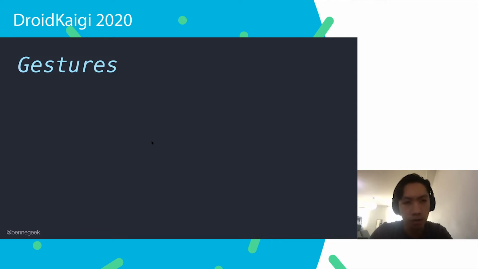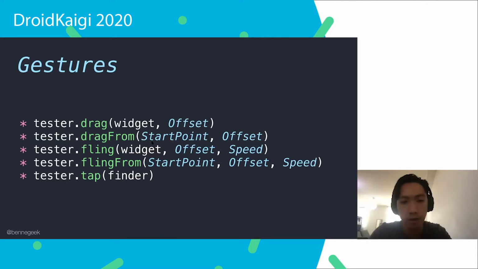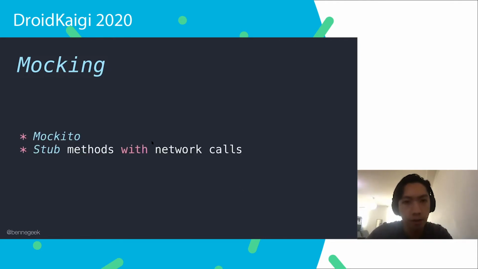But first, let's go through the gestures that we can use. We saw that we can use tap or enter text. There are other gestures such as drag from and fling from. And let's go back to mocking. We have Mockito that we've already added. And then we want to stub the network calls. Let's do that.